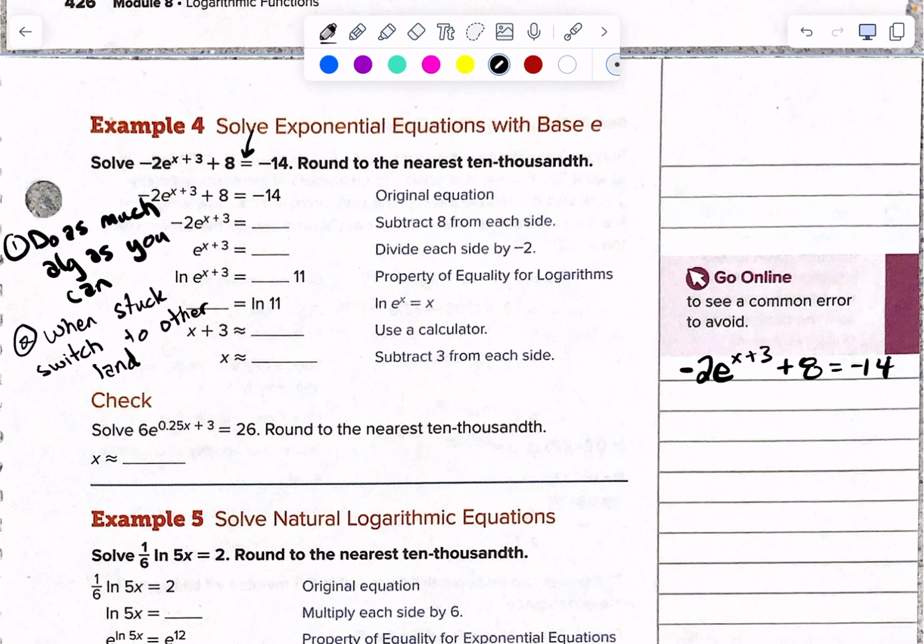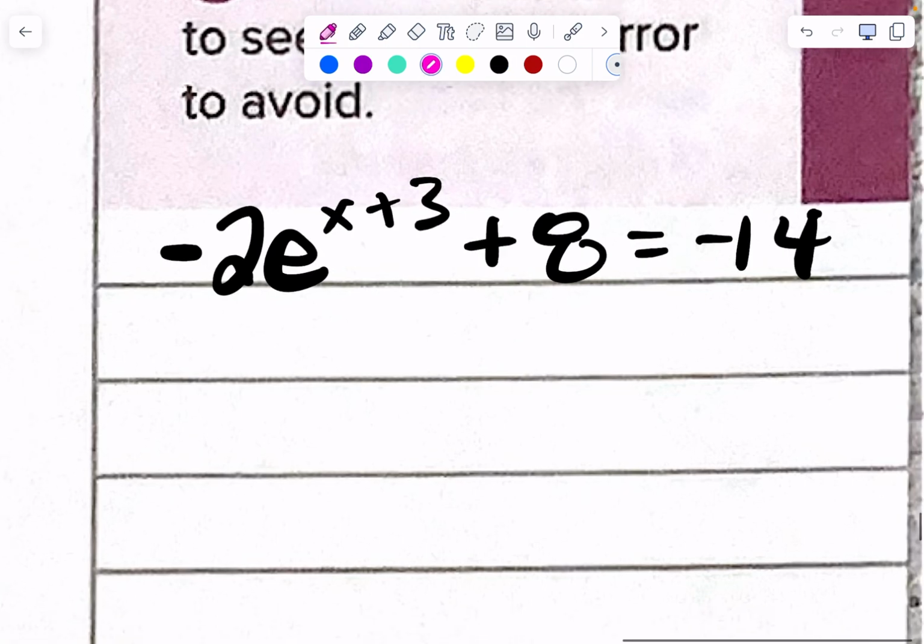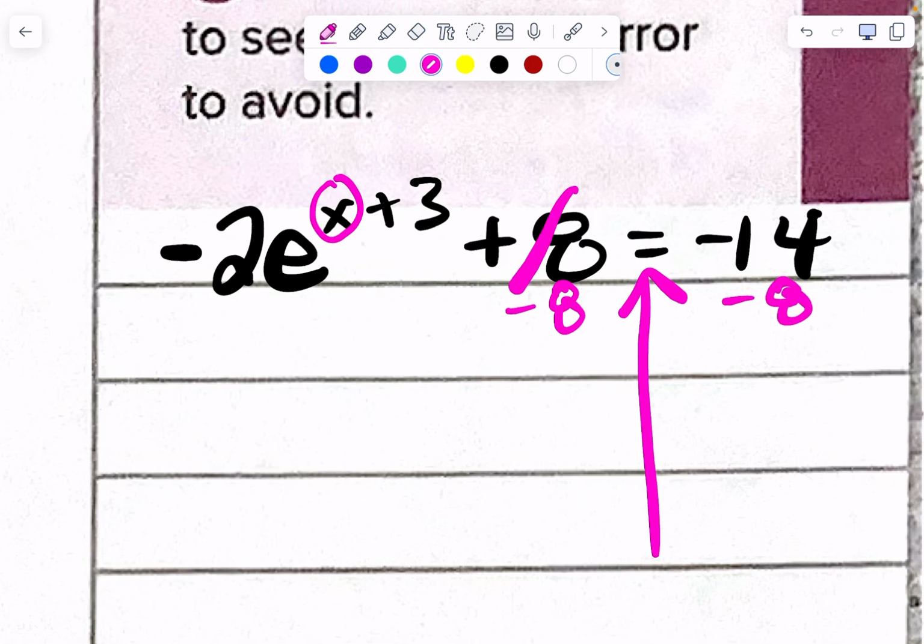I'm going to do my own work over here, rewriting this guy so we can do our own stuff, because they get kind of muddy and messy. Step number 1, do as much algebra as you can. What am I solving for, by the way? Here's my equal sign. We're solving for x, so circle x. I'm trying to get x by itself, so I have to get rid of everything else. What do we do first? Subtract the 8 over. -2 e to the x plus 3 equals -14 minus 8, which is -22.